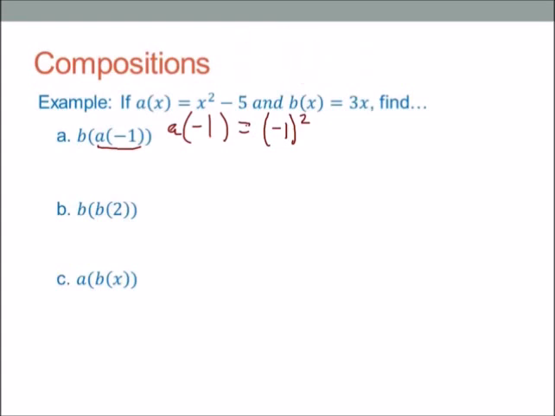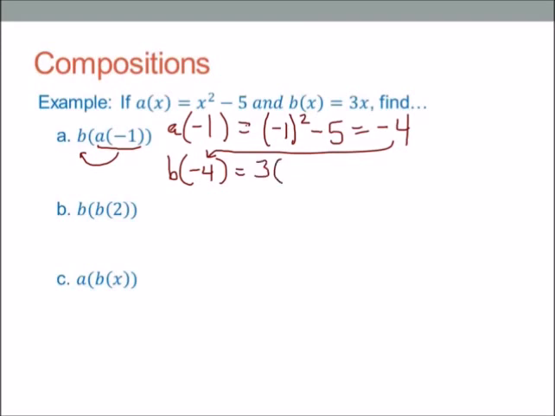So when I come back down here to negative 1 squared, that's going to be 1, and then I'm going to subtract 5 from it. So negative 1 squared is 1, 1 minus 5, negative 4. Alright, so now I'm going to take my negative 4, and I'm going to plug it into the next function, which is b. So b of negative 4, and I'm going to take the x out, replace it with negative 4, so 3 times negative 4 is going to be negative 12, and there is my final answer.